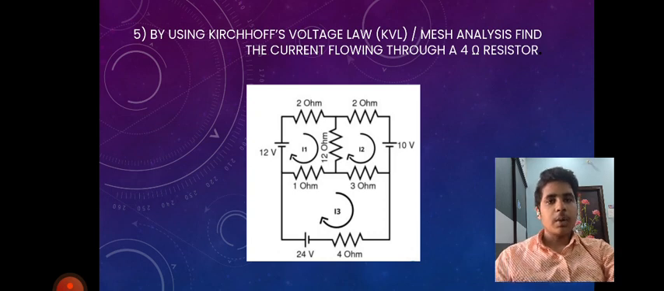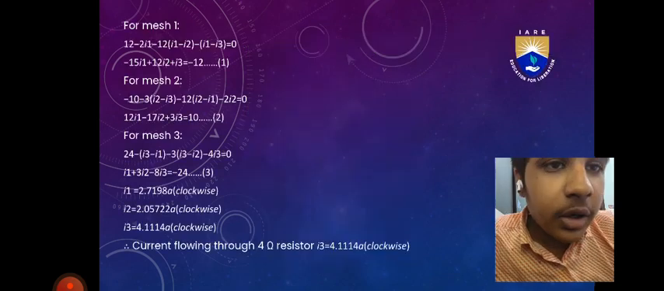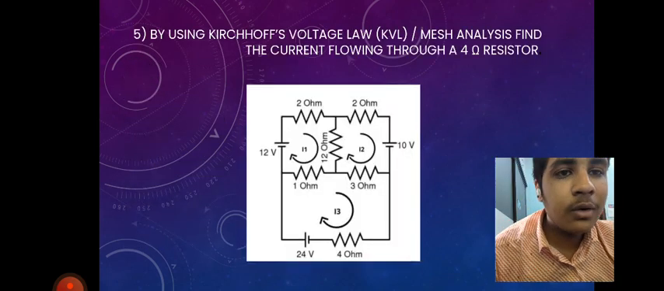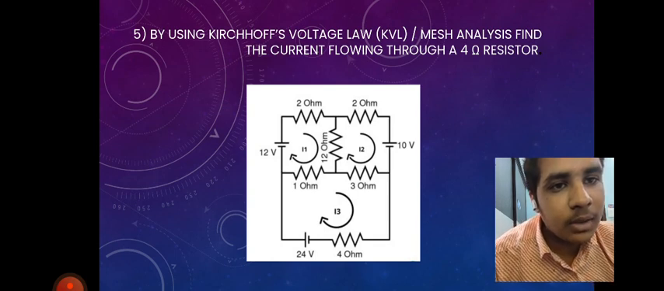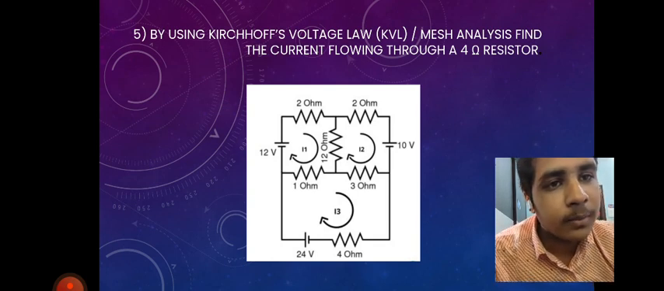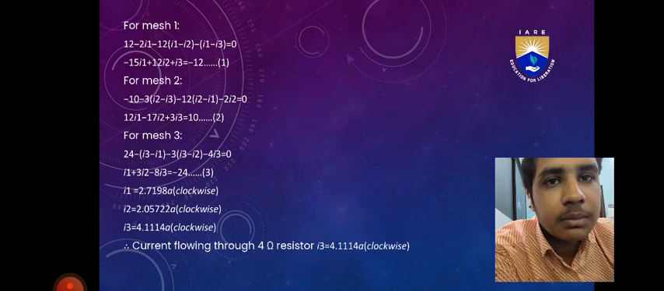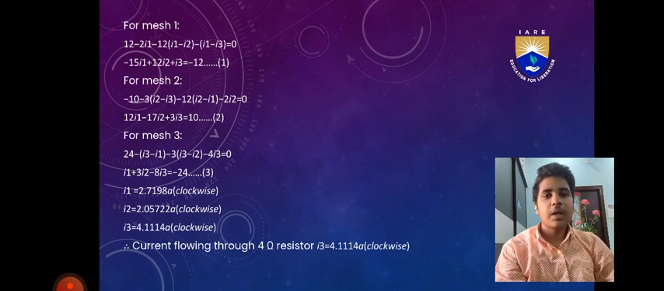So fifth problem, by using Kirchhoff voltage law, KVL mesh analysis, find the current flowing through 4 ohm resistor. So in loop 1, 12 minus 2 I1 minus 12 I1 minus I1 plus 12 I2 plus I3 is equal to 0. So 15 I1 minus 12 I2 minus I3 is equal to minus 12.